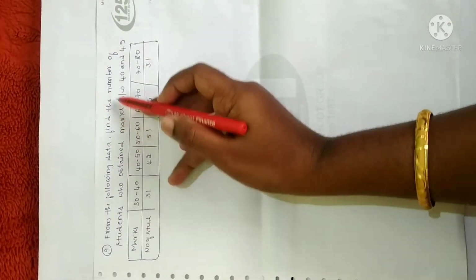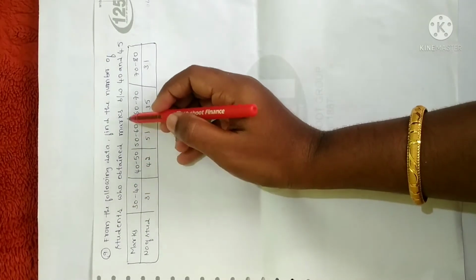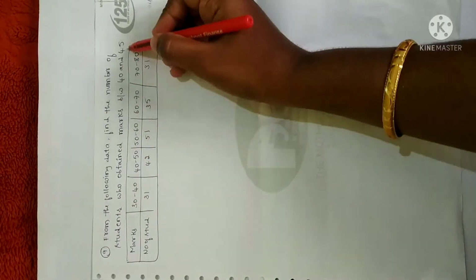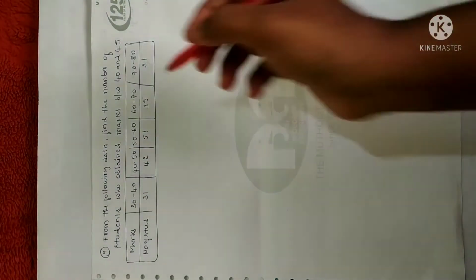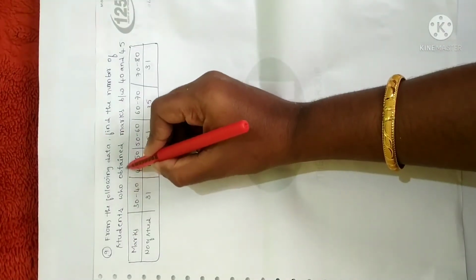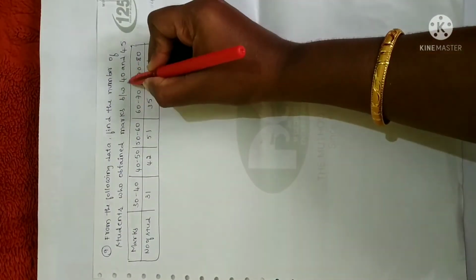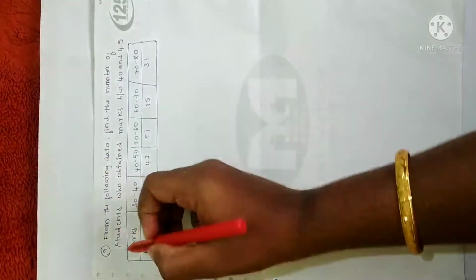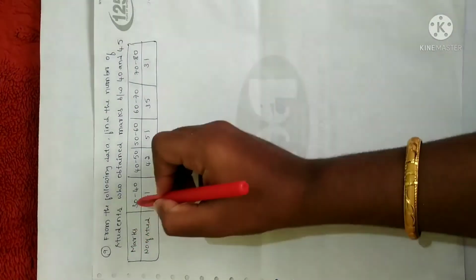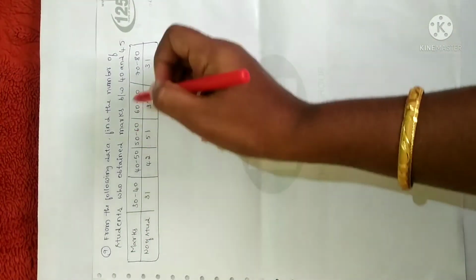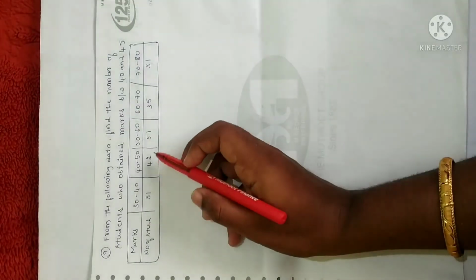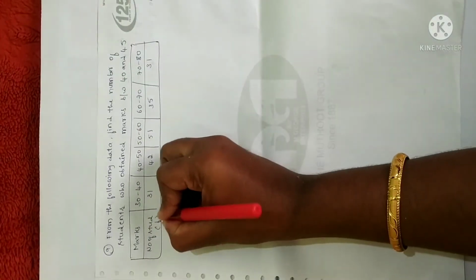From the following data, find the number of students who obtained marks between 40 and 45. Compared to the previous problem, it is quite different. Here, in the given data, you can clearly note that marks are given in terms of class intervals, whereas the number of students is given as it is. So the number of students is none other than the F values.